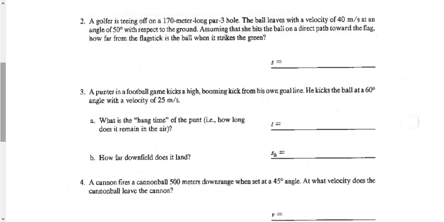Number 3 says, a punter in a football game kicks a high, booming kick from his own goal line. He kicks the ball at a 60-degree angle with a velocity of 25 meters per second. What's the hang time? How far downfield does it land? And I asked you one additional question. We called it 3C. That is, what's the maximum height of this football as it goes through the air?